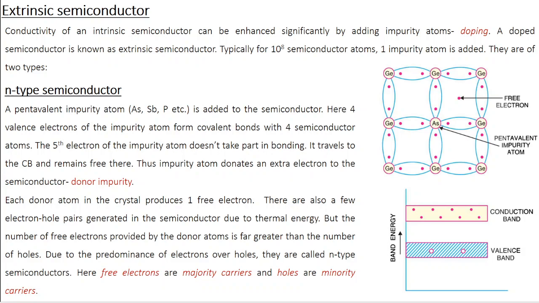And depending on the nature of the dopant, there are two types of extrinsic semiconductors, N-type and P-type. First, let's talk about N-type semiconductor.